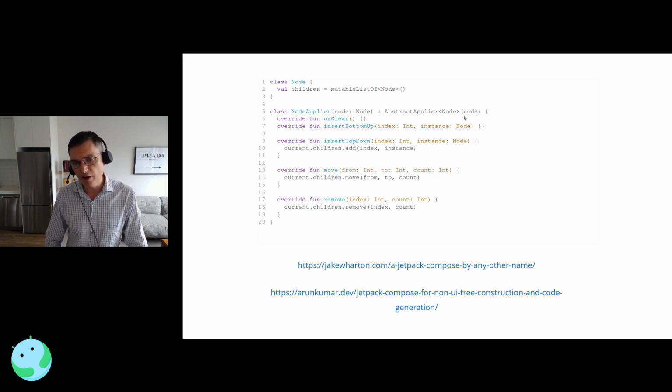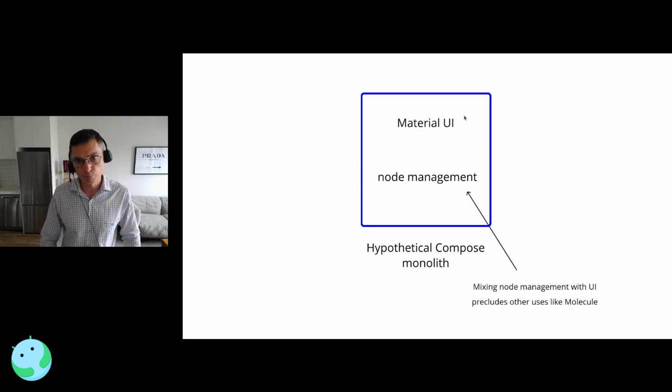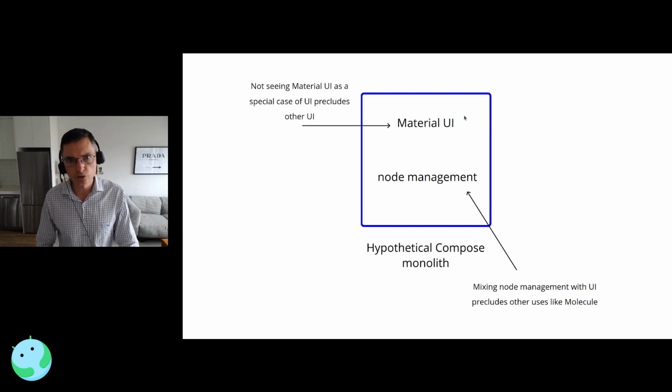And people have been able to build on top of this bottom layer. For example, Cash App has this library called Molecule that allows you to use this node management to create a StateFlow or another kind of Kotlin flow. So let's imagine that Compose hadn't done this layering and they just mixed everything together and there was no way to separate out the node management from managing Material UI. That would preclude solutions like Molecule, and it would also preclude using Compose to manage some other kind of UI, like some kind of UI that would come along in the future that we don't quite understand right now, but is a genuine possibility.